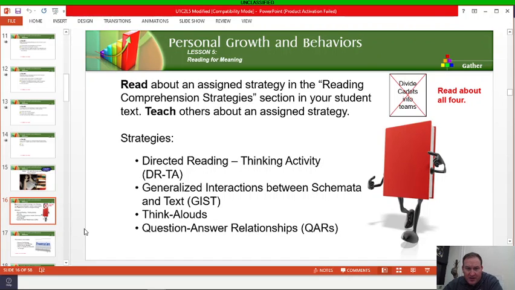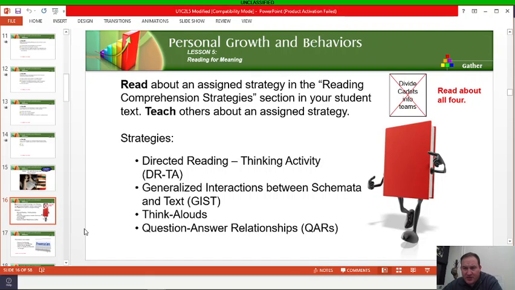Since we do not have the ability to break you into teams, we're not in the classroom, you're going to have to go back and read all 4 strategies and look at each one: the directed reading thinking activity, the generalized interactions between schemata and text. You're going to need to look up what the word schemata means. That is one of your keywords for this lesson. That's the GIST. The other one is the DRTA.